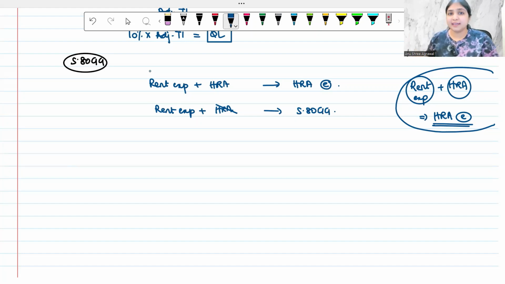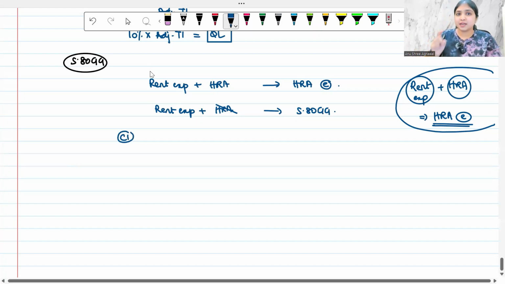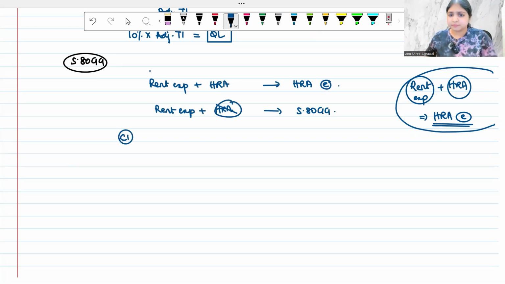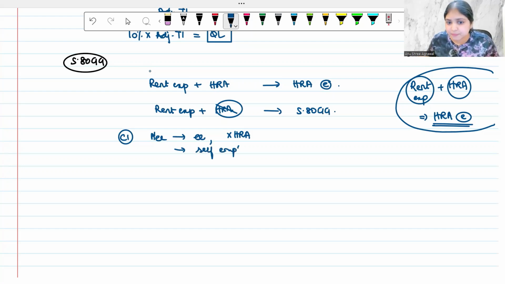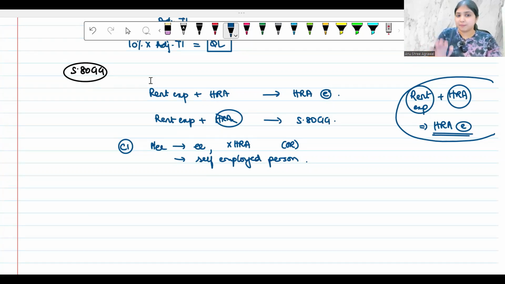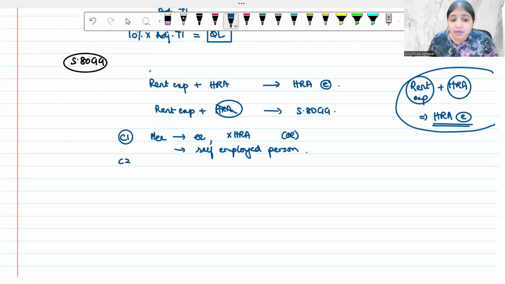Okay. Now under 80GG, there are some conditions. The very first condition is that the assessee should not be getting HRA. Only then will you fit into 80GG. So either the assessee has to be an employee but is not receiving HRA, or the assessee has to be a self-employed person. Because if you're a self-employed person, nobody is giving you salary, nobody is giving you HRA. That is condition number 1.